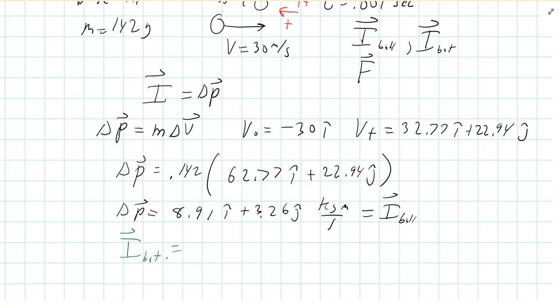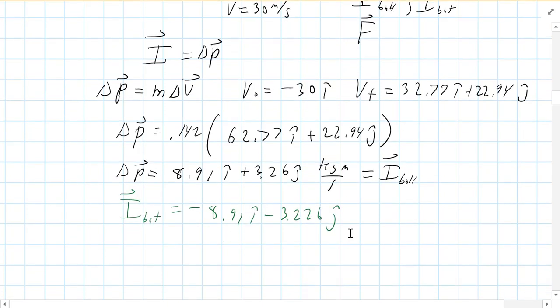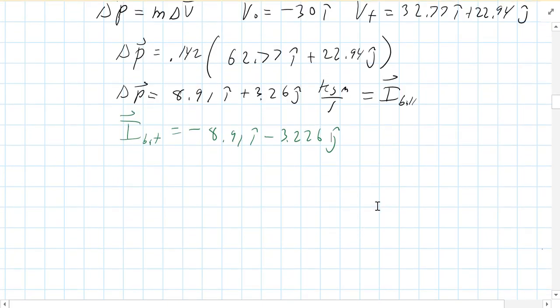So for the impulse on the bat, all you got to do is switch the signs of each of these. So it'll be negative 8.91 I hat minus 3.26 J hat, kilogram meters per second. I won't rewrite that. Now, for force, it doesn't matter which one I look at, the ball or the bat, they're going to be the same size, just opposite direction. I'll go with the ball for now.